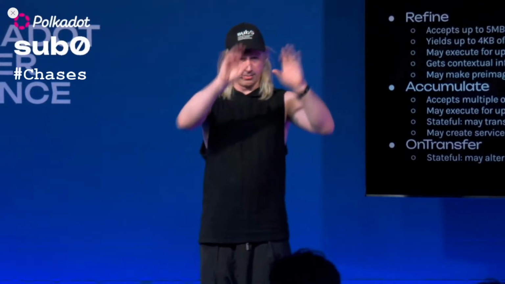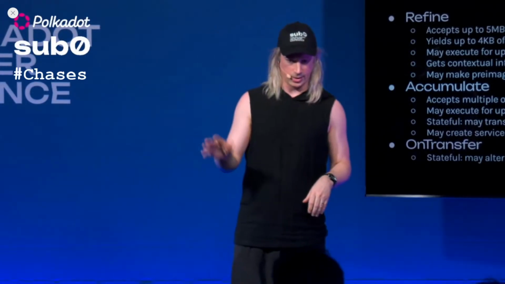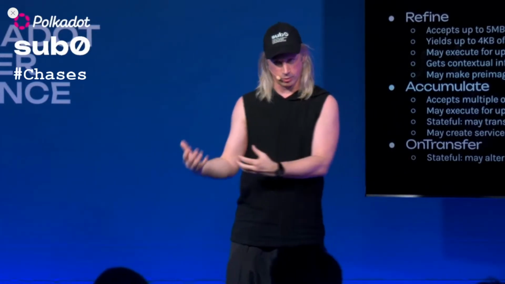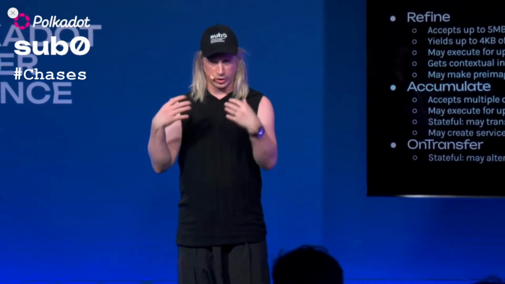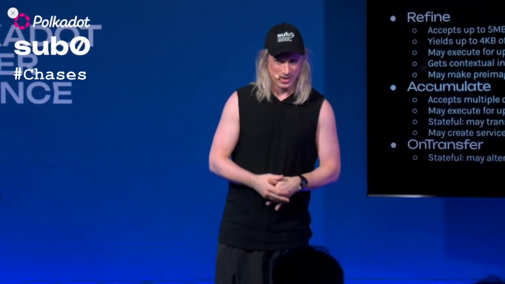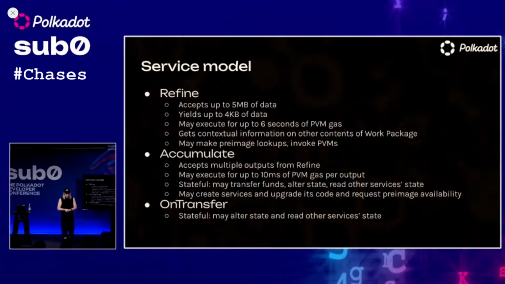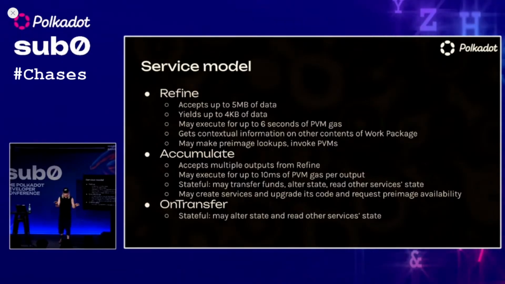Now, that's Refine. That's the first stage. That's the bit that does all the work. That's the workhorse, but it's largely stateless. Then we've got Accumulate. Accumulate's job is to integrate the output of this workhorse of Refine into the world state, into this global shared singleton, into the blockchain. Now, Accumulate accepts multiple outputs from Refine, all of the same service, right?